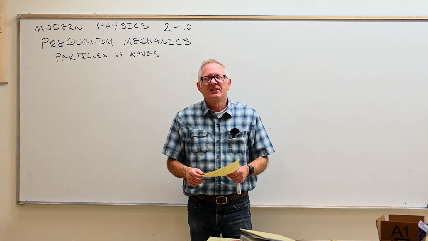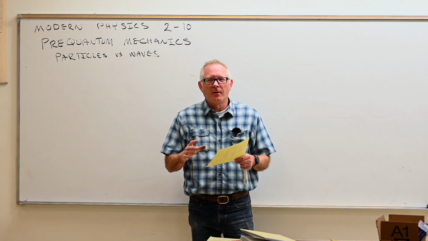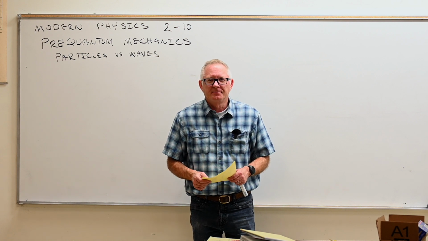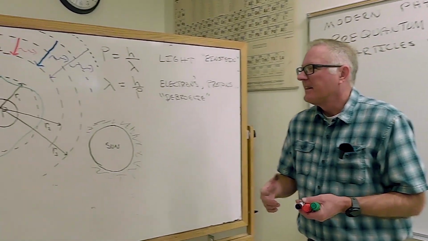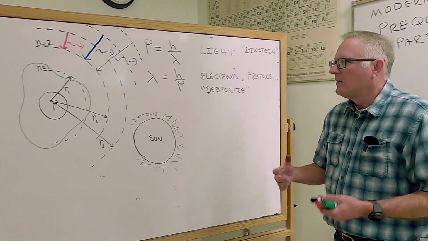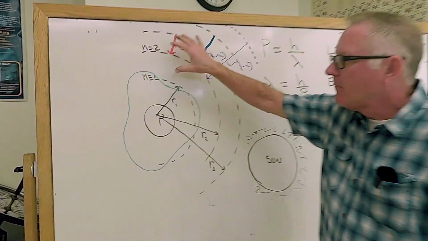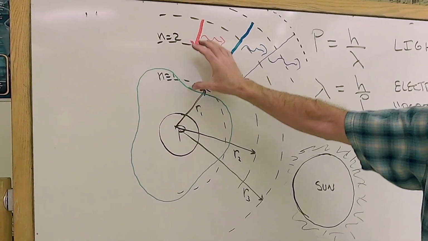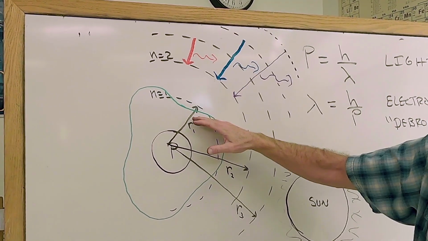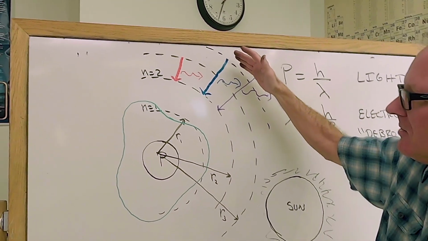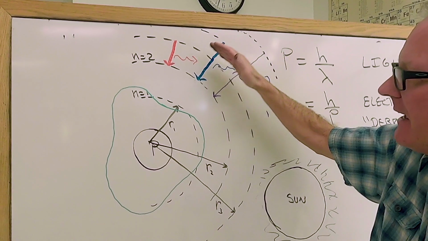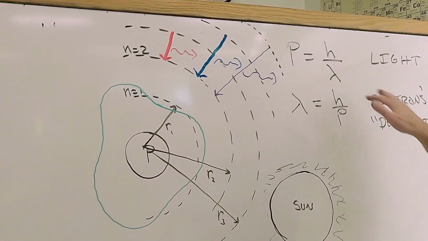So now we're going to see what is the actual difference between a particle and a wave. Just to remind us, in the last lecture we went over the Bohr model, where we had the atom almost looking like a solar system with these discrete orbits, n equals 1, 2, 3. And we said electrons, when they jump from a higher orbit down to a lower orbit, emit photons.